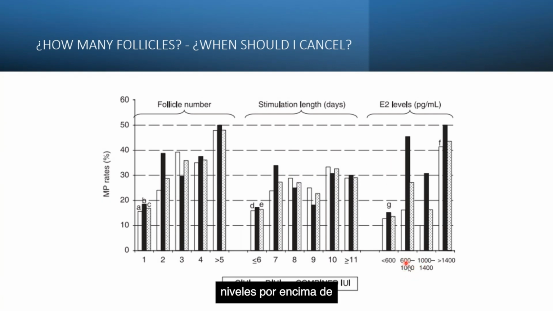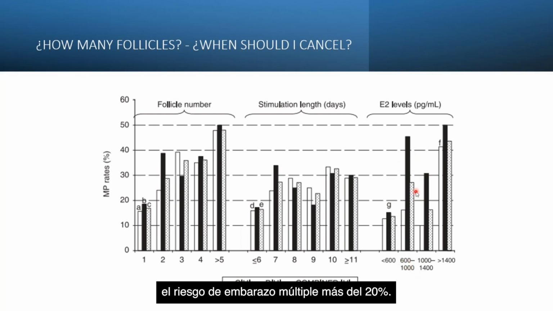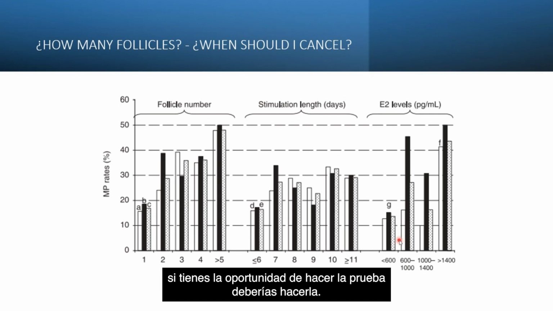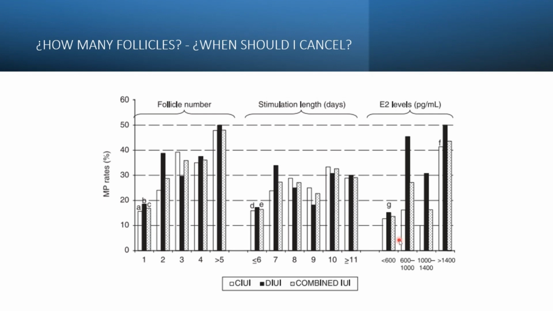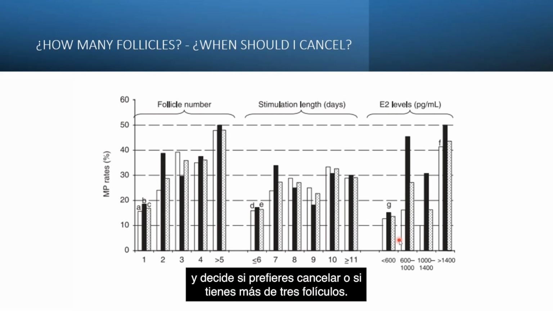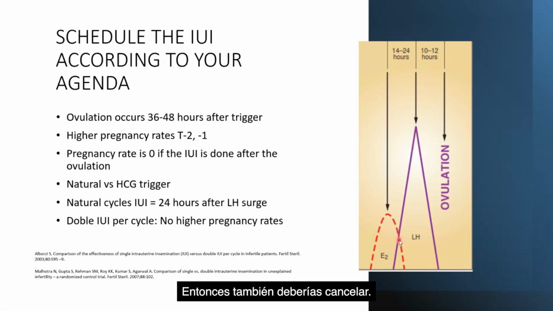Levels above 1,000 increase the risk of multiple pregnancy by more than 20%. So we recommend that if you have the chance of doing the test, you should do it, read the result, and decide if you prefer to cancel, or if you have more than 3 follicles, then you should also cancel.